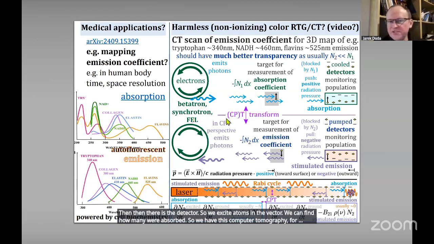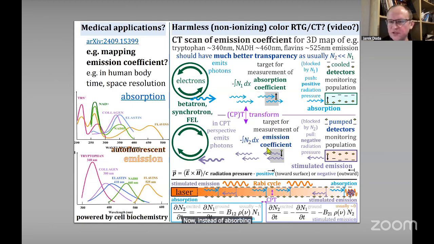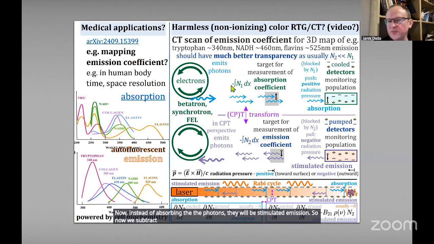Let's apply CPT symmetry to this picture. Yeah, so now you have to reverse the electron direction. So instead of this positive radiation pressure, we need this negative radiation pressure. Now, instead of absorbing the photons, there will be stimulated emission. So now we subtract not the ground state atoms, but excited atoms. We also need special detectors.